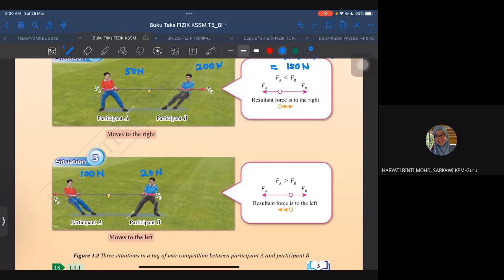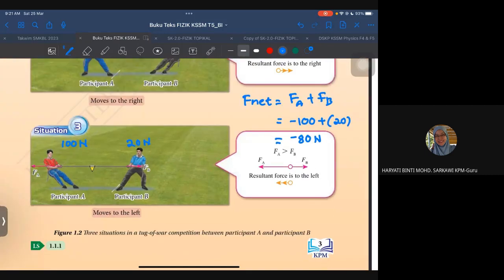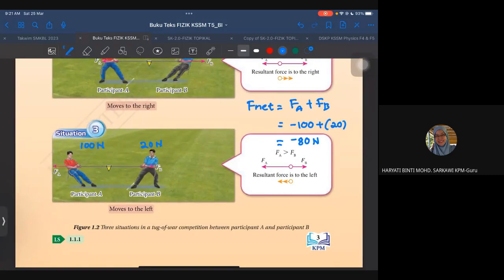So when you calculate F net, it will be FA plus FB, right? FA is to the left, so we put negative 100, plus FB is to the right. Let's say we assume to the right is positive, so here is positive 20. So the answer is negative 80 newton. The negative here doesn't mean the value is smaller. The negative actually shows that the direction is following the left side. Can you see or not? Can you understand?